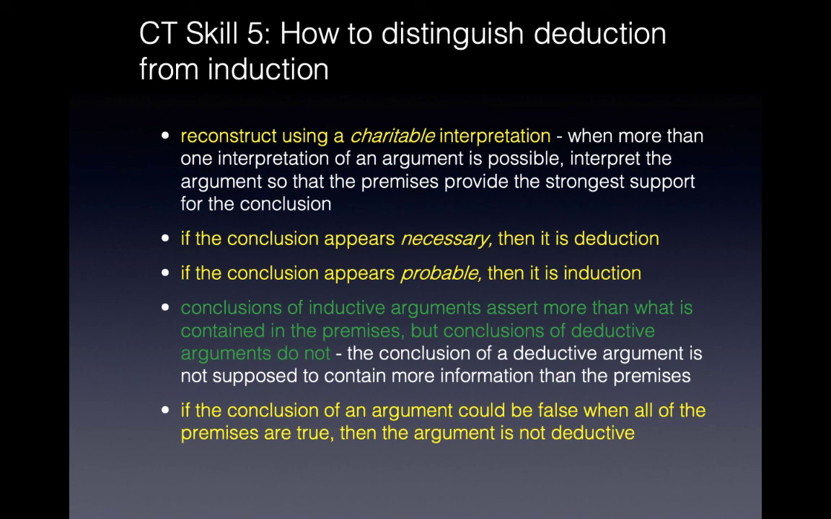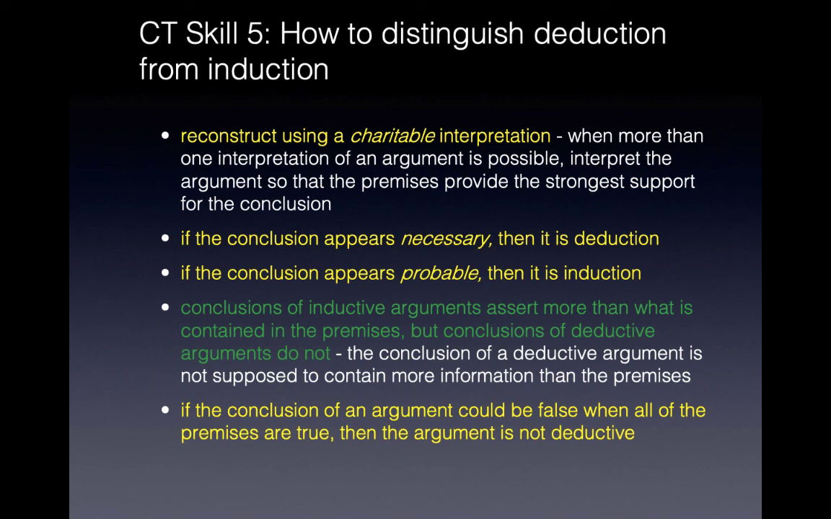Okay, I'm going to call this critical thinking skill 5, and this is what we need to do. We need to be able to distinguish deduction from induction. It's important because it tells us how we proceed with testing, examining the argument critically. We have to reconstruct arguments given, simple arguments, ordinary language arguments, charitably. That is, we have to be fair to the person making the argument. We don't want to interpret what they say in such a way that it's easily defeated or that we exaggerate. When more than one interpretation of an argument is possible, we want to interpret it so that the premises provide the strongest support for the conclusion.